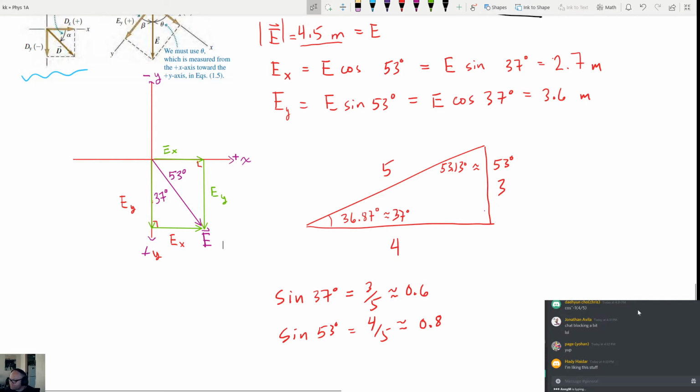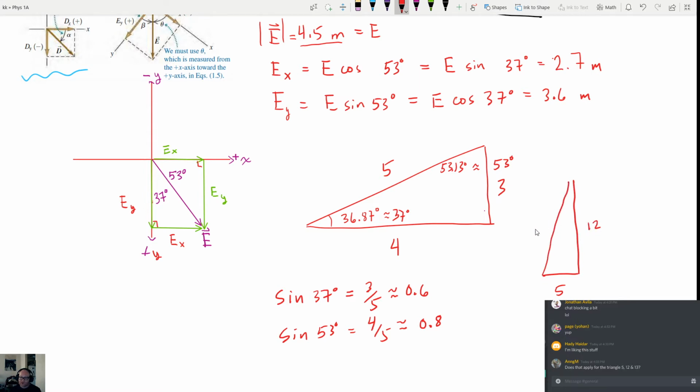Anyone have any questions? I think I've answered all of those. All right, does that apply for a 5-12-13? There is an angle for a 5-12-13. So 5-12-13 would be, what is it? It's like 5 down here. You got a side of 12 that's a little longer, and you've got a side over here that's 13. Now, I don't know off the top of my head what these angles are here, but we can figure them out in a way that someone had written in chat.